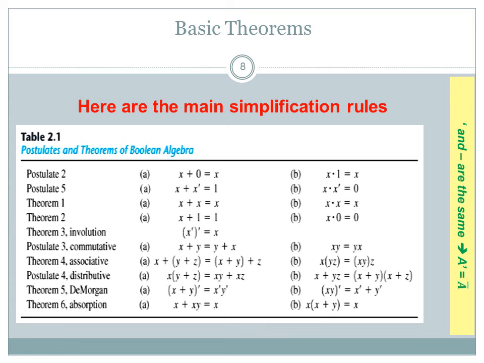So here are the main simplification rules. For the addition, x plus 0 gives x. When adding x plus 1, it's always 1. x plus x is x, and x plus x prime, or x bar, is equal to 1. As for the multiplication, multiplying by 1 will give x, but multiplying by 0 will give 0. x times x is x, and x times x prime is 0. The double negation is also equal to the variable, so x double prime is equal to x.